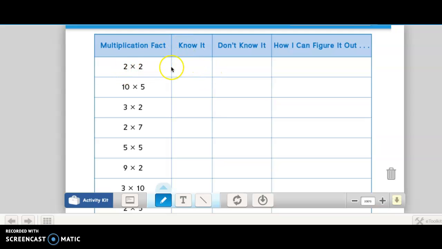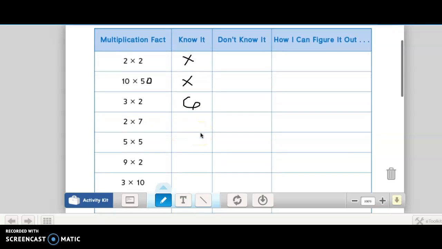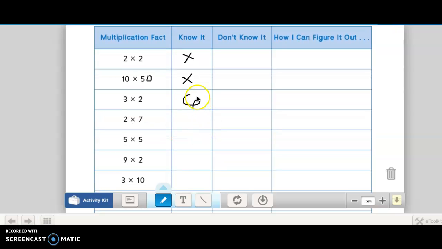2 times 2. 4. Okay, I know it. 10 times 5. I know that if I have 10 times any number, I just take that number and add a 0. I know it's 50. Boom, I know it. 3 times 2. I double the 3. 6. Oh, I'm not really sure. 7 doubled. Oh, I didn't mean to do this. 7 doubled. Oh, that took me longer than 3 seconds, so I don't know it.